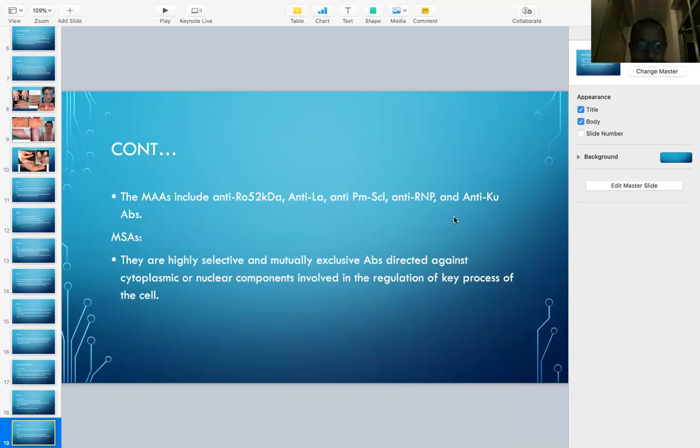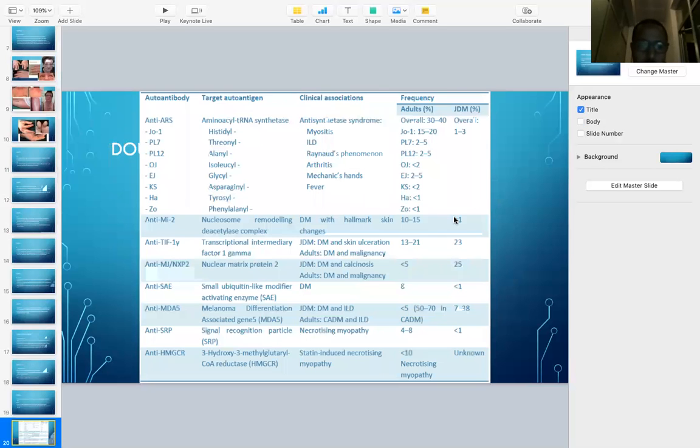And the others are myositis-specific antibodies. These are highly selective and mutually exclusive antibodies directed against cytoplasmic or nuclear components involved in the regulation of key processes of the cell. These antibodies are relatively specific to myositis, and the clinical spectrum can also depend on the antibody type. The aminoacyl tRNA synthetase antibodies are associated specifically with anti-synthetase syndrome.